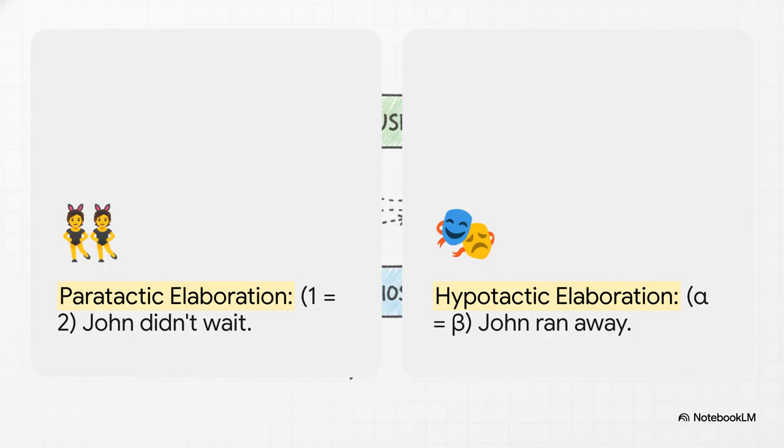Think about this. John ran away, which surprised everyone. That which surprised everyone part, that's an unequal descriptive dependency. Alpha equals beta.